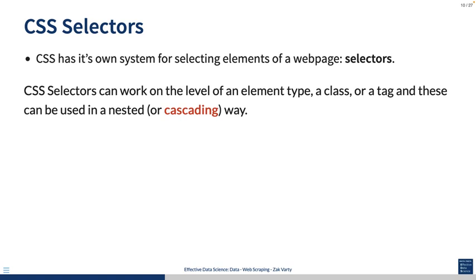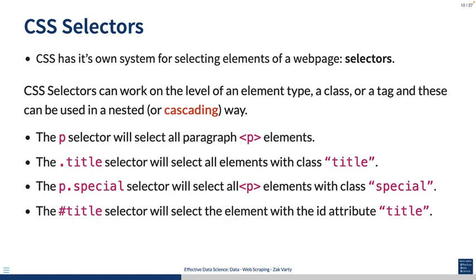A really nice side effect of this is that they can sometimes be incredibly useful for scraping, because they provide a concise way of describing which elements you want to extract. CSS selectors can work on the level of an element type, a class, or a tag, and these can be used in nested or cascading ways. So let's see some examples.